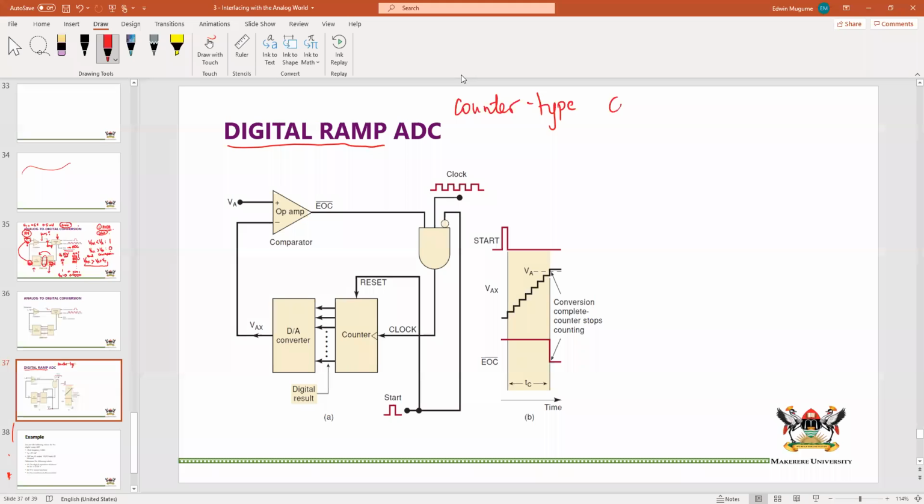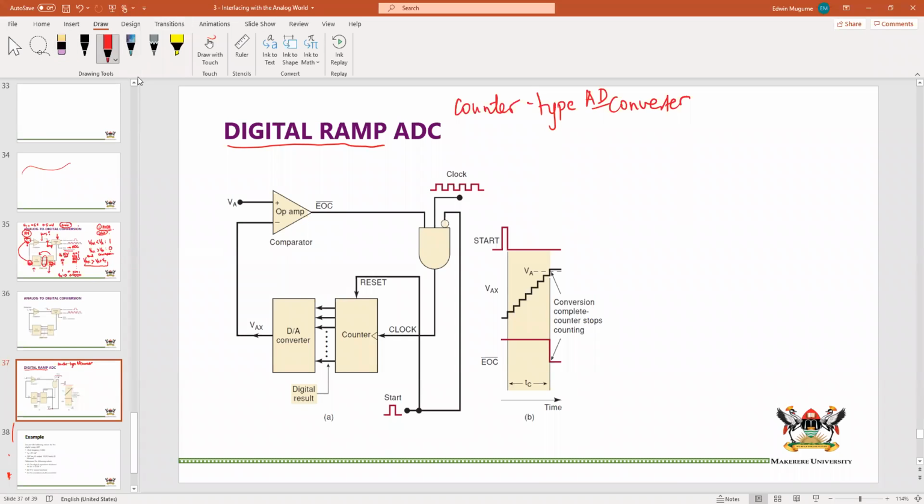The reason why they call it a counter type analog to digital converter is because it uses a counter instead of a register. We know that a counter is also a register. If a counter holds information and you do not give it a clock signal, it will not change that information. So in a way, it's like a register. They are both made of flip-flops. It's just the difference in the application that makes one a register and the other a counter.